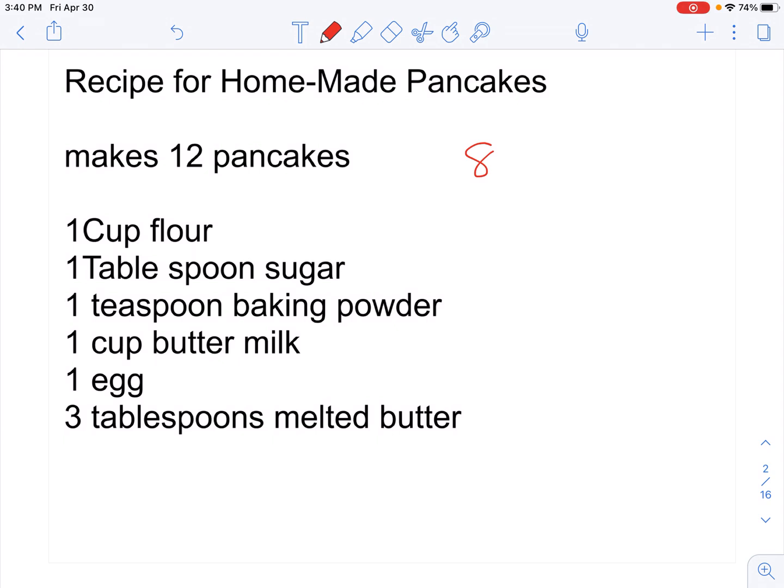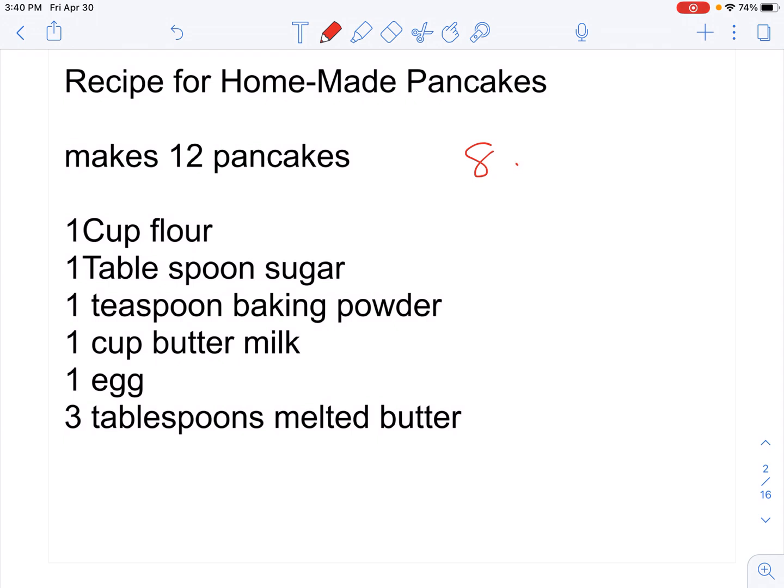So you want to make sure the ratio of flour, to sugar, to baking powder, to butter, milk, to eggs, to tablespoons, you want to make sure that ratio all stays the same, because otherwise it'll change the taste of your pancakes.